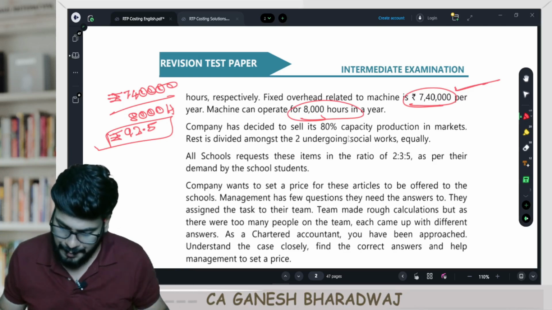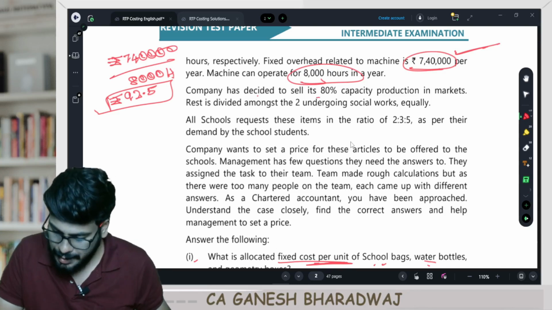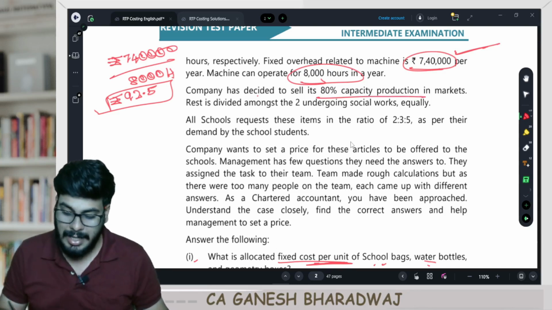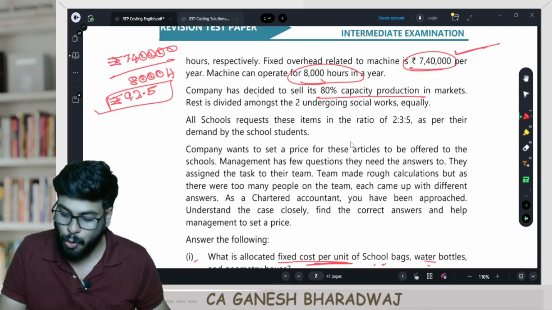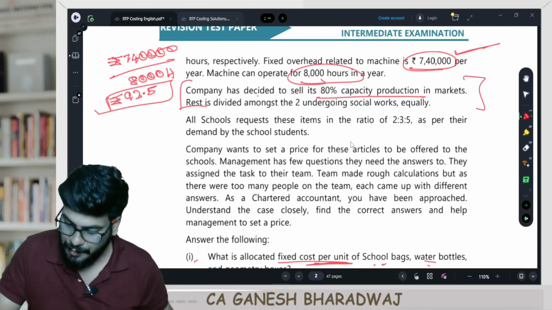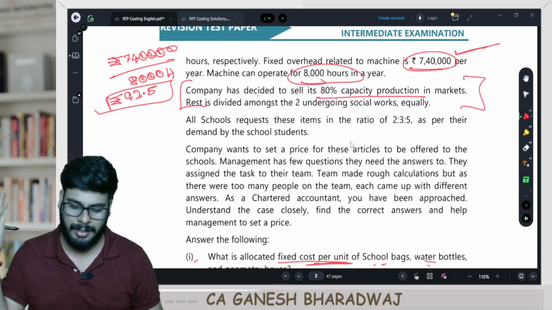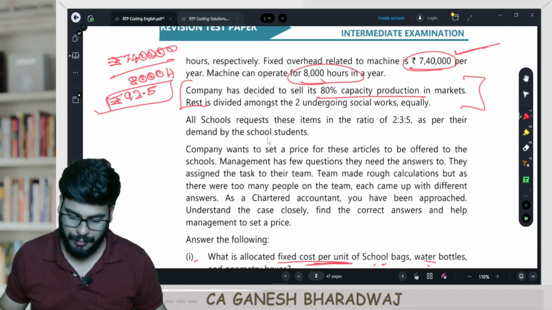Fine. Anyways, guys, coming back here, the company has decided to sell its 80% capacity production in the markets. The rest is divided amongst the two undergoing social works equally. Very, very important point. This is the point where many students struggle to understand this question. What is the meaning of this?